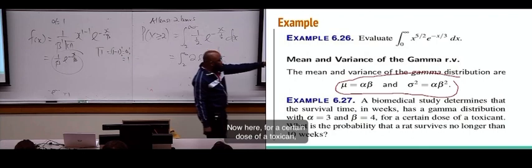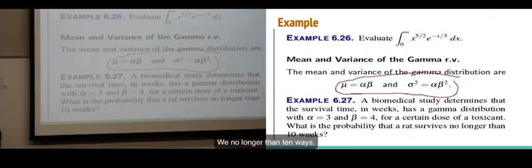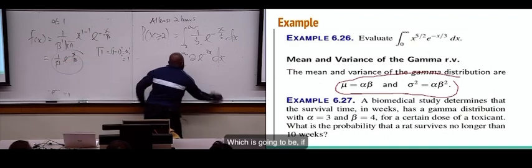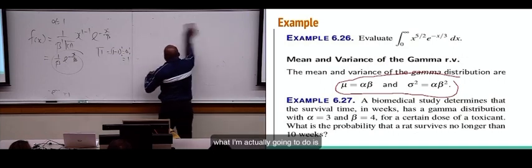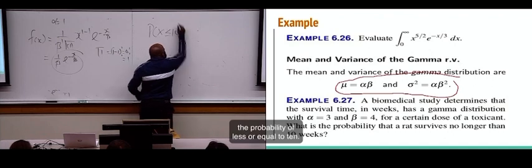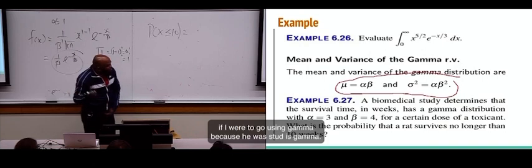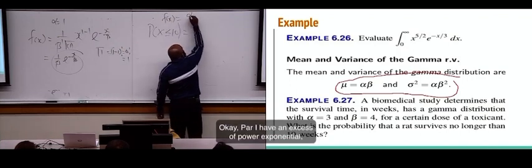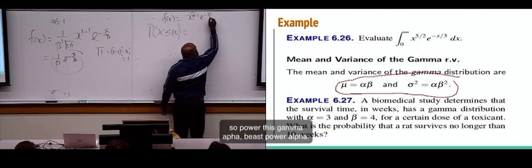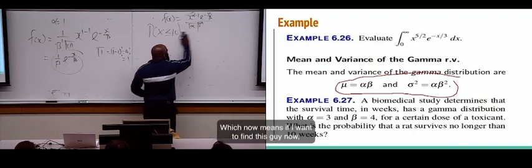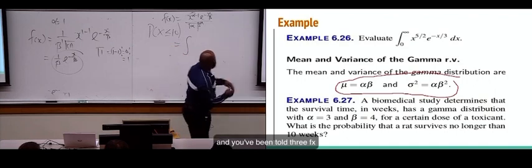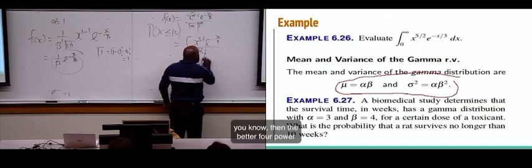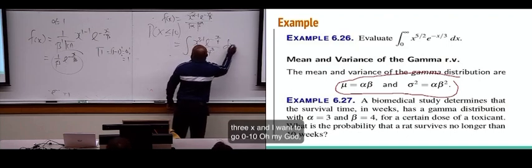Now here, for a certain dose of a toxicant, what is the probability that rats survive no longer than 10 weeks? No longer than 10 weeks, that is at most 10 weeks. So if I want to solve the problem right now, what I'm actually going to do is the probability of S less or equal to 10. Because here I was told it is gamma, for gamma I have alpha, I have x raised to power this, exponential raised to power this, gamma alpha, beta raised to power alpha. So if I want to find this now, with 3, x raised to power 3 minus 1, divided by gamma 3, then beta 4 raised to power 3 dx, and I want to go from 0 to 10.